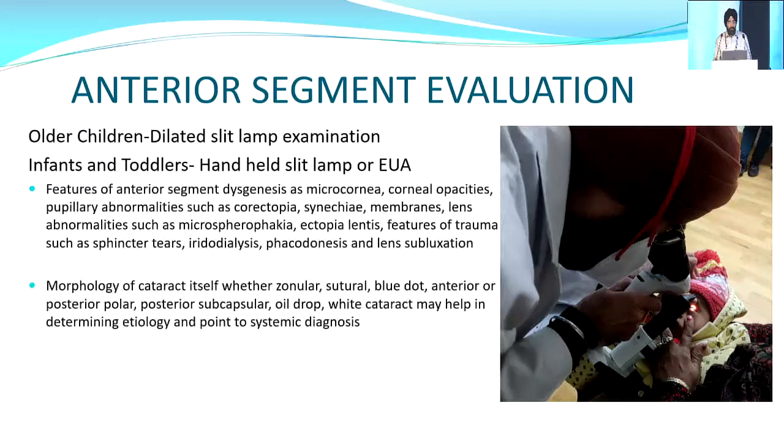So you should look for all these features like microcornea, corneal opacities, synechiae, membranes, all the abnormalities like features of PFV, anterior PFV, any subluxation, a morphology of the cataract. If it's not white, probably you would be able to make out.